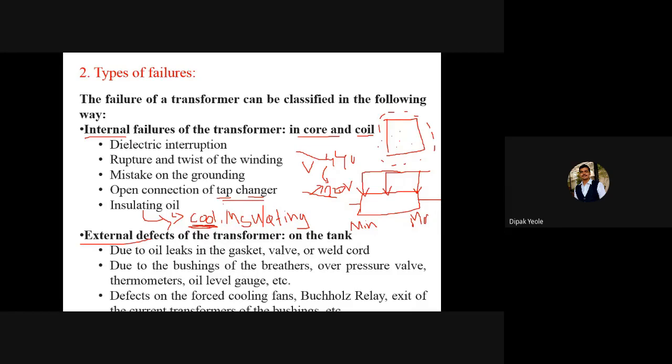I told you this Buchholz relay is connected in between the conservator tank and the transformer tank. So this is our transformer tank, let's say, and this is our conservator tank, and in between these two the Buchholz relay is connected. Yes, so there will be a question for you in the state government exam: what is the position where we have to connect the Buchholz relay? You will have different options, and one option might be in between the conservator tank and the transformer tank. So these are nothing but the internal failures and external defects of a transformer.